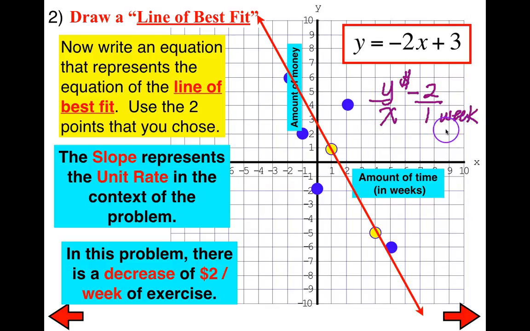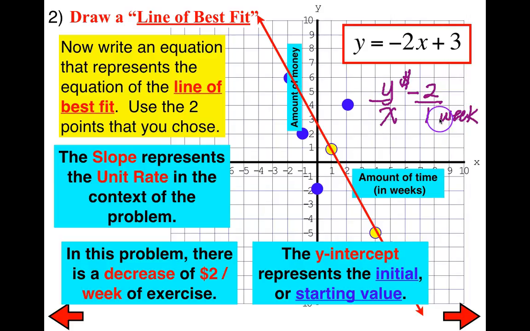Okay. Now let's talk about the y-intercept. The y-intercept is a +3. We could even see it here on our graph. Okay. The y-intercept basically means that this is our initial value. This is our starting value. So at 0 weeks, whatever, if it's a person or something, it started with $3.